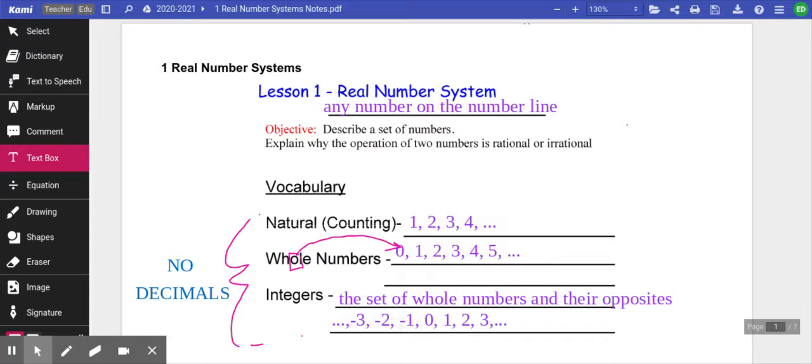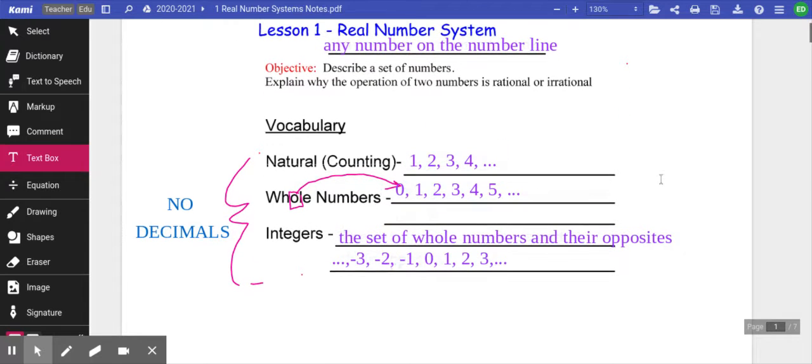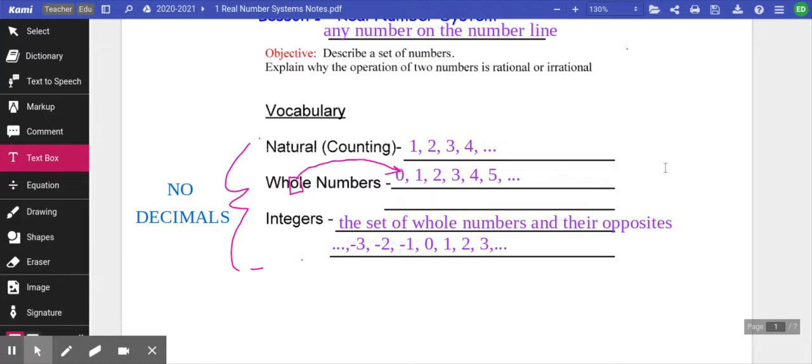So I always revert back to elementary school when you had the number line on the front of the classroom, right? Those are your real numbers. They're the only numbers we talk about this year. And then we can kind of break them down, real numbers, into more specific groups. So we have natural numbers, which are counting numbers, starting with the number 1, okay, and so on.